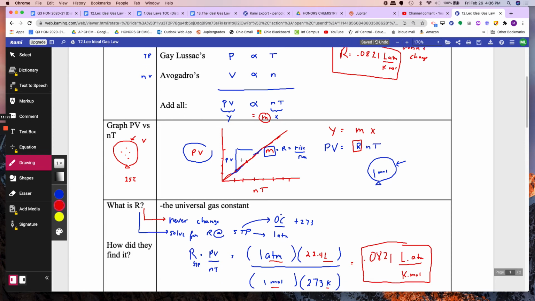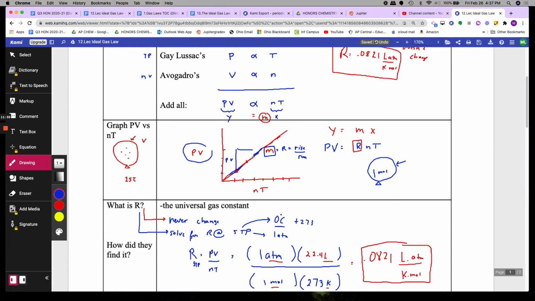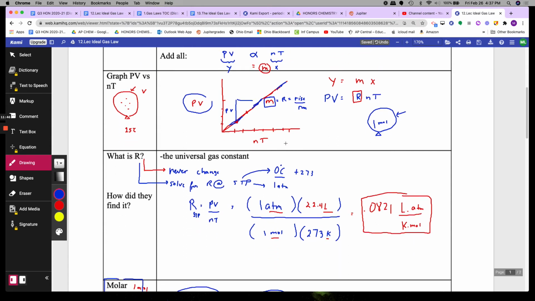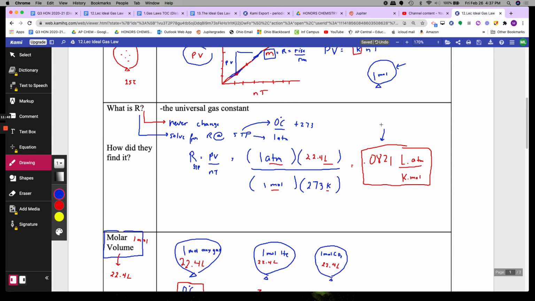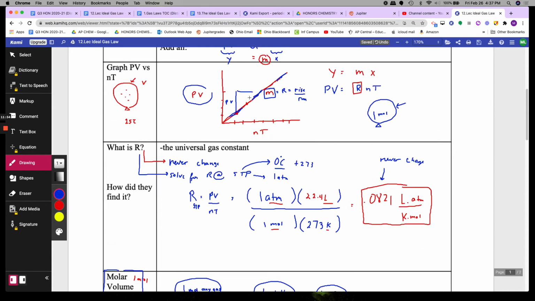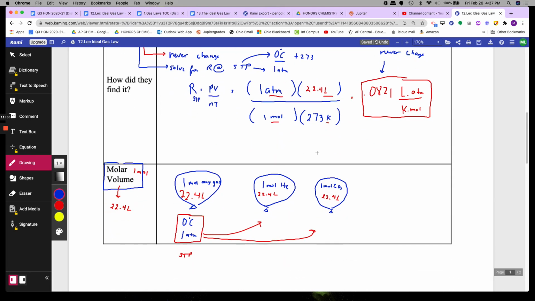So what's the slope at STP? Let's say over here, 0.0821. What's the slope in Alaska? 0.0821. What's the slope in a hotter condition? 0.0821. So this R will never ever change because it's a straight line, so the slope doesn't change.